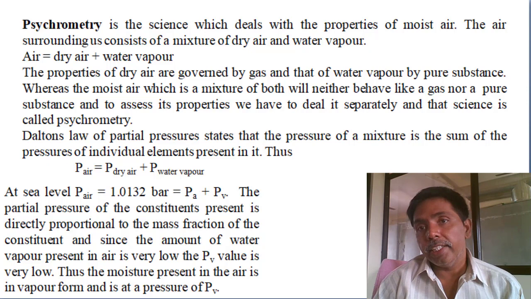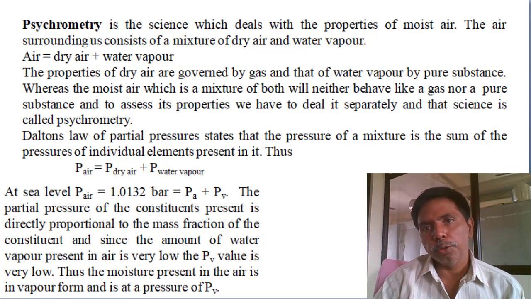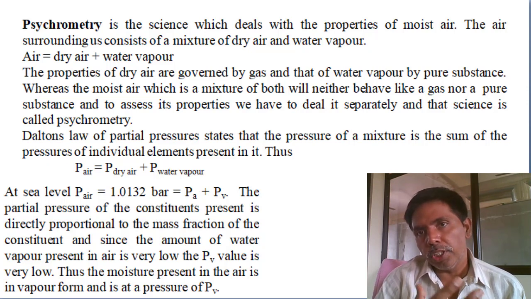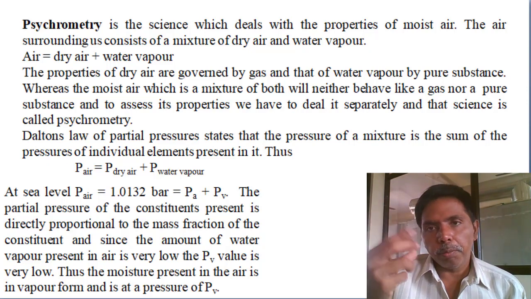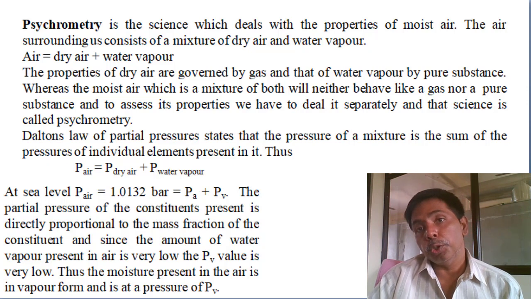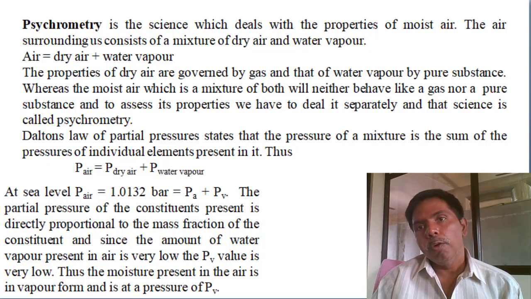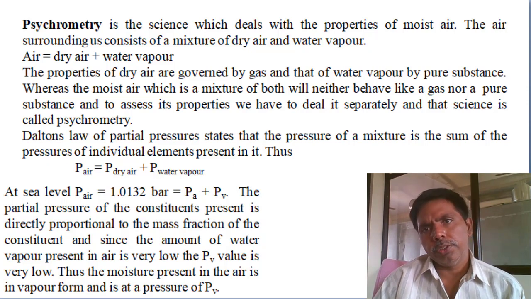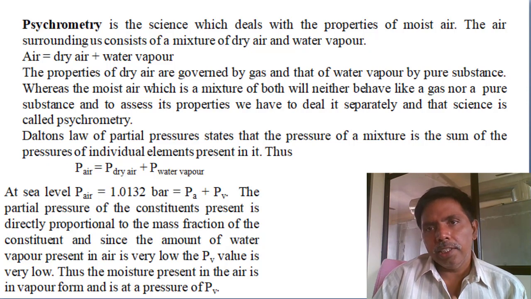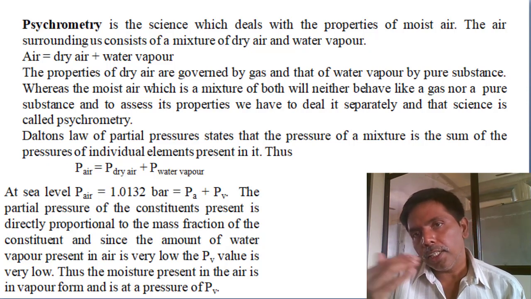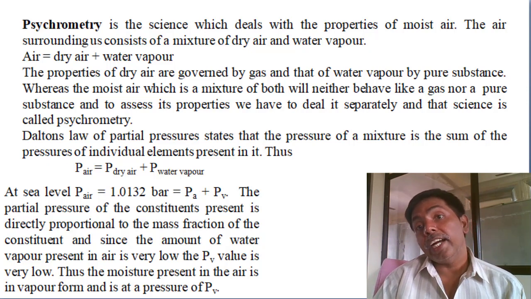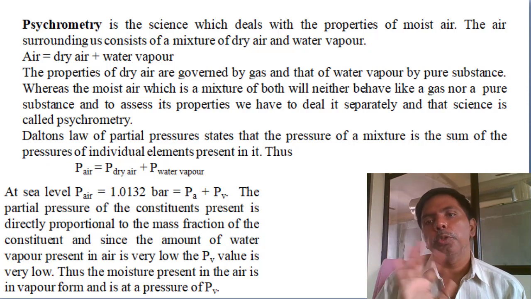Okay. Air contains moisture. We all know at monsoon time, in the morning, we visualize water droplets condensation. It means air contains some moisture. The moisture means water vapor. Water vapor is a pure substance. So air is neither a perfect gas nor a pure substance. It is a combination of perfect gas and pure substance.